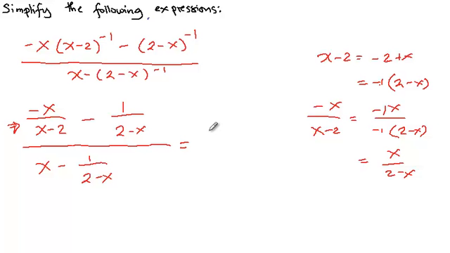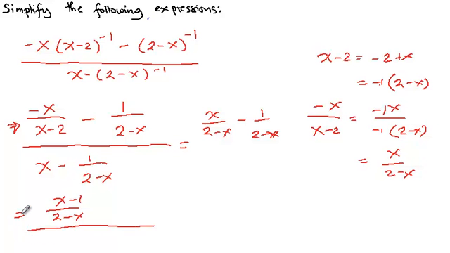So that is just equivalent to x over 2 minus x minus 1 over 2 minus x. And therefore, the numerator will simply be, since they now have the same LCD, x minus 1 over 2 minus x. That is the numerator. The denominator, on the other hand, is not a fraction, meaning it is x over 1, so the denominator is 1.